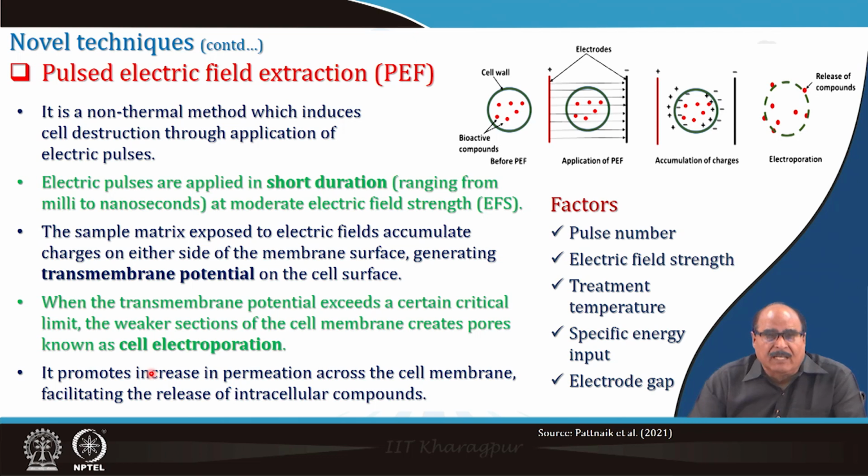The sample matrix exposed to the electric field accumulates charges on either side of the molecule surface, generating a transmembrane potential on the cell surface. When the transmembrane potential exceeds a certain critical limit, the weaker sections of the cell membrane create pores, which is known as cell electroporation. You can see in the figure, these are shown schematically. So, this cell electroporation promotes the increase in permeation across the cell membrane, facilitating the release of intracellular compounds.